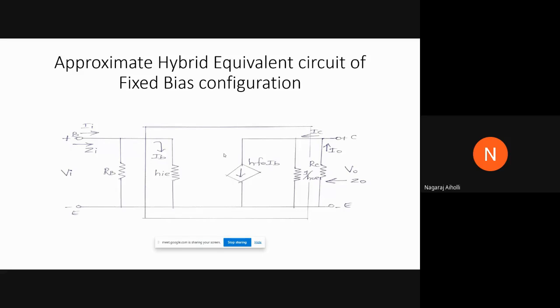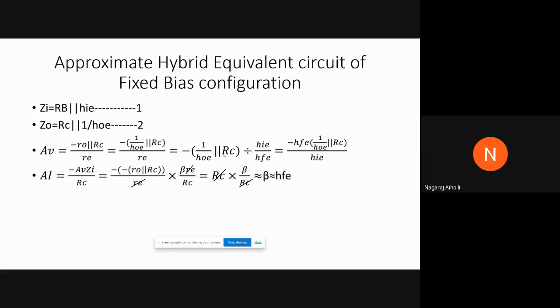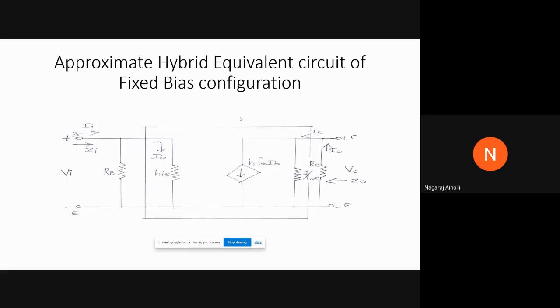Last part of this, I'll just finish it off. Approximate hybrid equivalent circuit of fixed bias configuration. Here we are defining the performance parameters. ZI is the input impedance. ZI is nothing but RB parallel HIE. This is the input impedance, or the resistance seen from the input terminals, that is between base and emitter. Therefore, the RB resistance will come in parallel with HIE. So the input impedance ZI is RB parallel HIE.